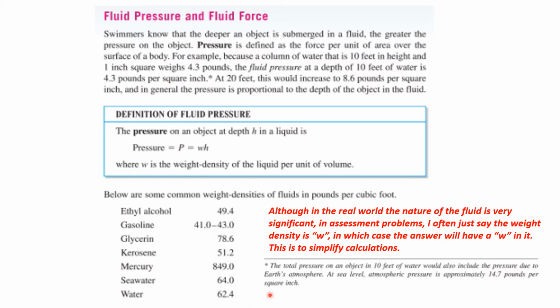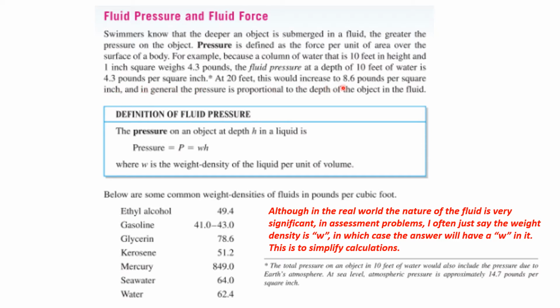Now this asterisk does make reference to the fact that the total pressure on an object in 10 feet of water would also include the atmospheric pressure, the air that's above you, due to the Earth's atmosphere. And at sea level, this atmospheric pressure is approximately 14.7 pounds per square inch. Now, since this pressure is everywhere, often in these problems it will be ignored, so it doesn't have to be included. But from a purist standpoint, you do want to acknowledge that this exists, and we've done that now. Okay, so we figured out it would be at 10 feet, it would be 4.3 pounds per square inch.